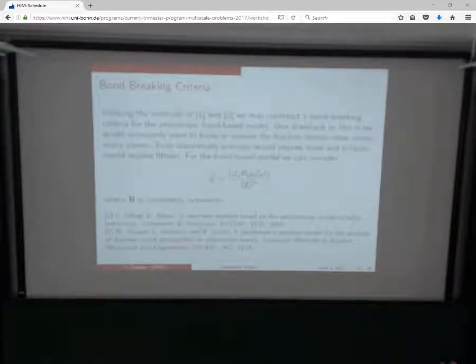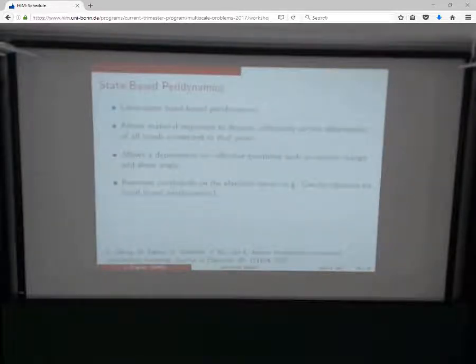All right. So now we want to generalize a little bit to the state-based peridynamics. It's a generalization of the bond-based peridynamics. And the generalization is it allows material responses to depend collectively on the deformation of all bonds connected to that point. And so this allows us to have dependence on collective quantities such as volume change and shear angle.